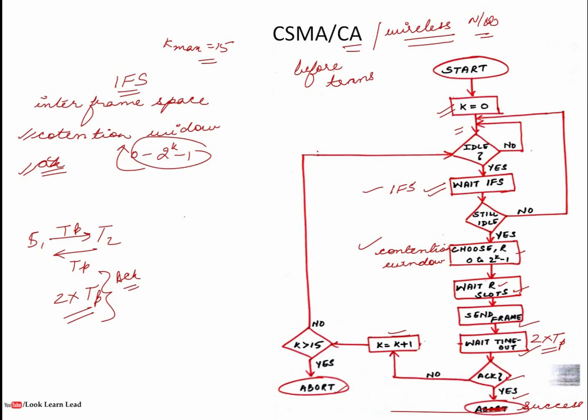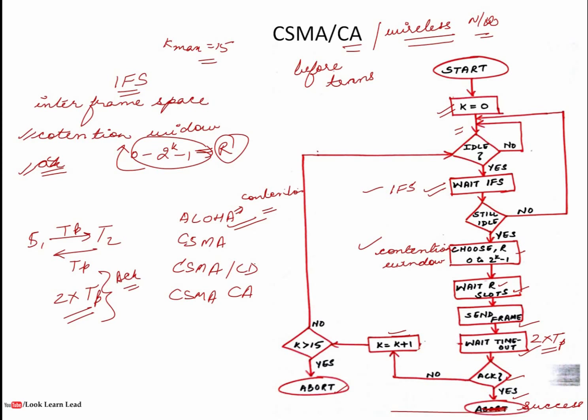We have talked here about 3 things: Aloha, CSMA, CD first and CA last. In Aloha there was nothing, we just need to sense the channel and wait a random amount of time, so only contention was there. In CSMA we had 1 persistent, non-persistent and P persistent.